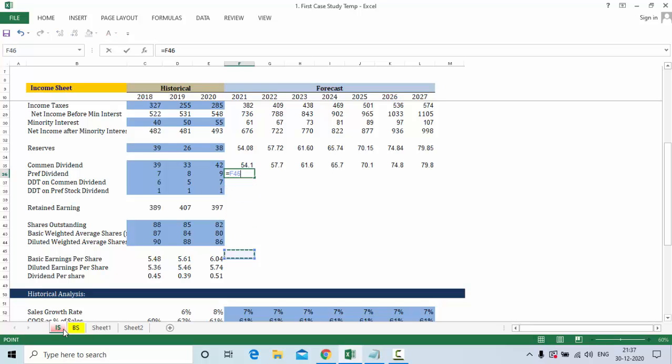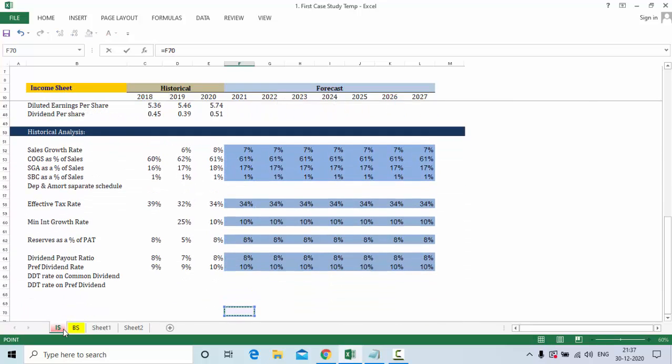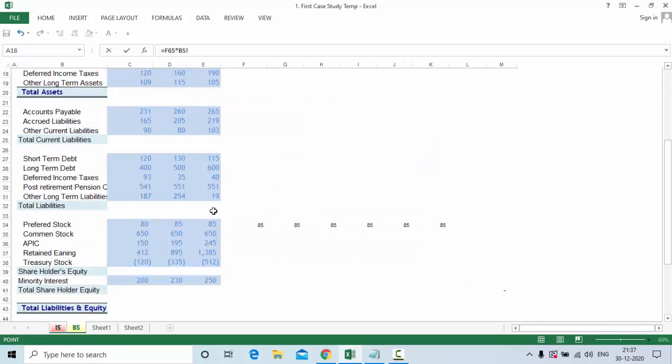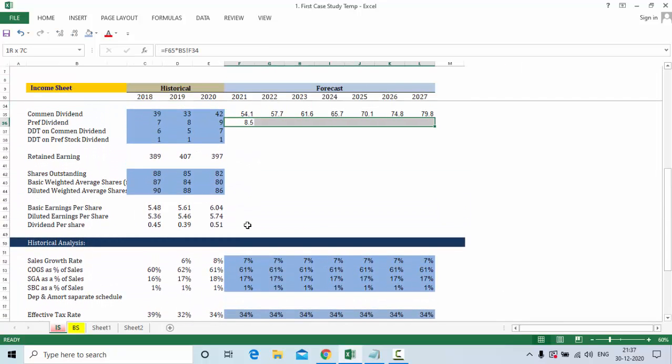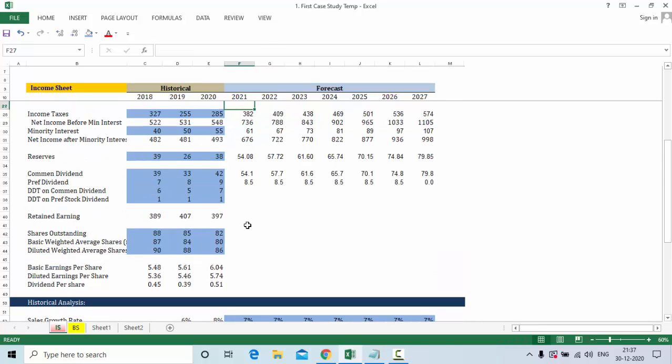Equal to preference dividend rate multiply by preference stock in the balance sheet. Enter. Now select this, press Ctrl R. Now what we will do, we need to forecast dividend distribution tax. So dividend distribution tax is paid on the dividend. So company will be paying dividend of whatever amount, then the company has to pay dividend distribution tax also.